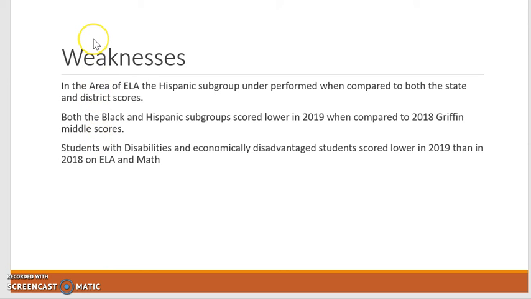Weaknesses that we have seen are in the area of ELA. The Hispanic subgroup underperformed when compared to both state and district scores. Both the black and Hispanic subgroups scored lower in 2019 when compared to 2018 Griffin Middle scores. And students with disabilities and economically disadvantaged students scored lower in 2019 than 2018 in ELA and math.